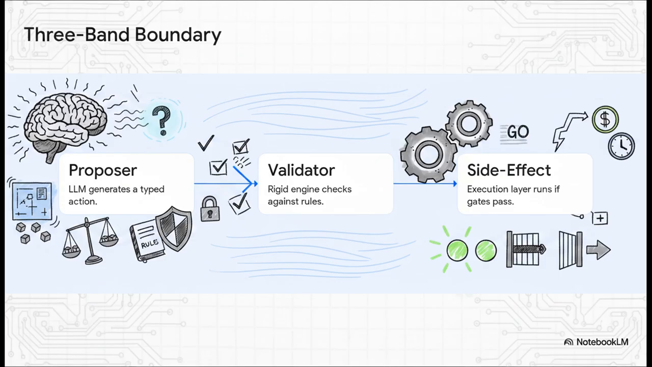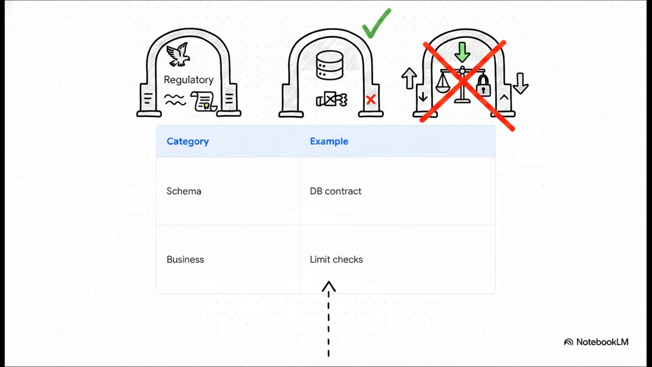The actual Fedwire submission only ever happens if, and literally only if, the validator gives a rock-solid green light. Let's actually crack open that middle band for a second, the deterministic validator, because it's built on 3 totally non-negotiable gates. Gate 1 is regulatory. This is where you're checking things like the U.S. Treasury's OFAC sanctions list and Fedwire formatting rules.